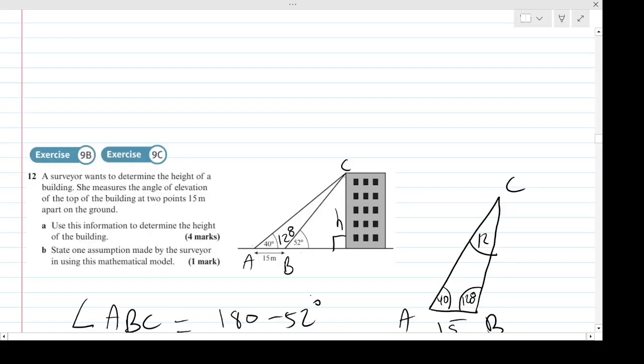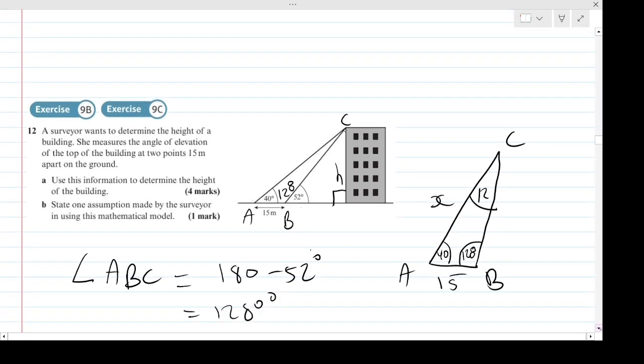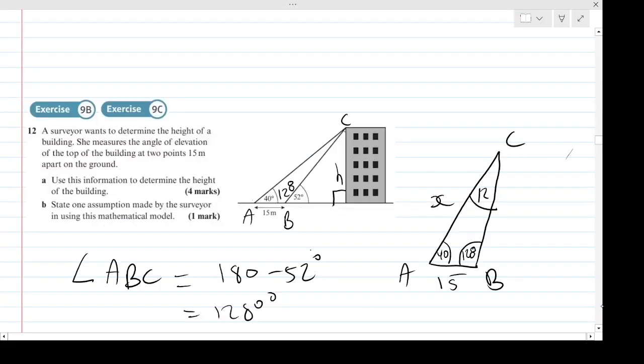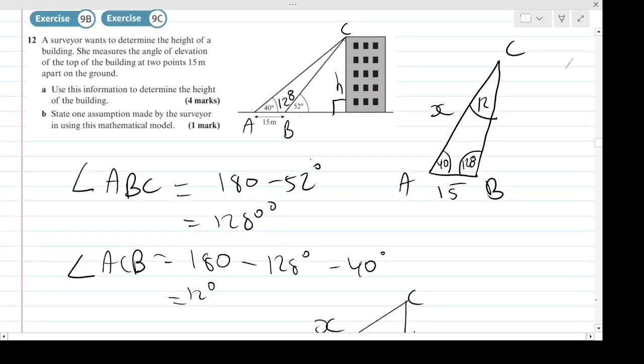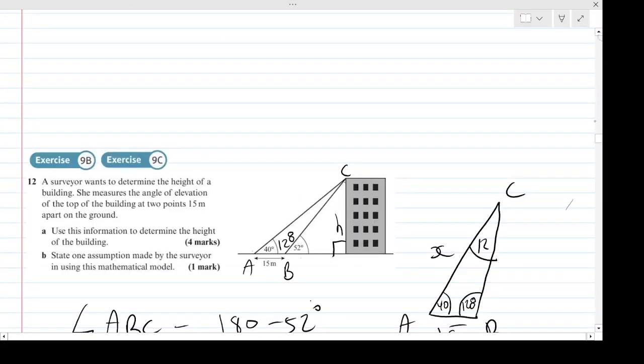So actually, I can use SOHCAHTOA for that. So I only need one side, because I know an angle. But that's what I can work out, this side AC. I can work out this length AC using the sine rule. So that means I have the length x over the opposite angle to x. So x is facing 128.